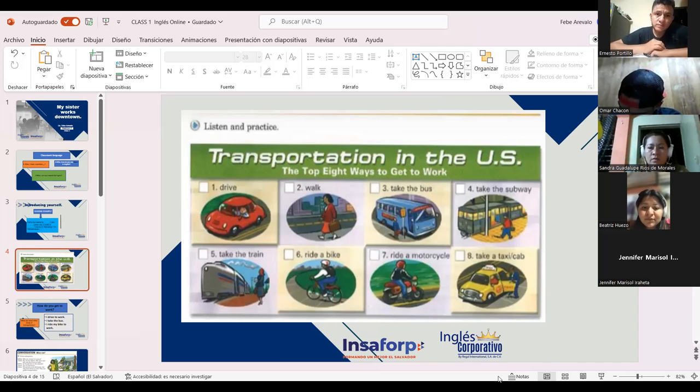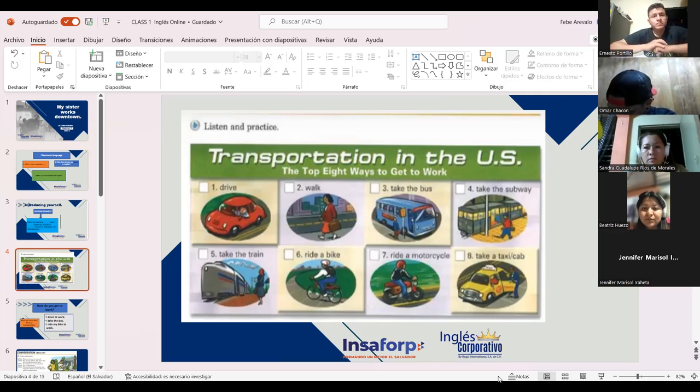Excellent, Moises. Please, action. Okay, transportation in the USA. Number 1 is drive. 2, walk. 3, take a bus. 4, take the subway. 5, take the train. 6, ride a bike. 7, ride a motorcycle. Motorcycle, sorry. 8, take a taxi. Excellent, thank you, very good.